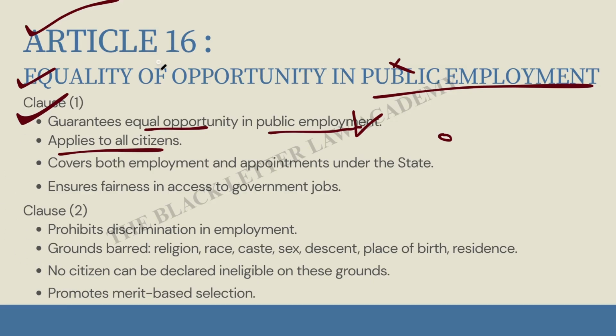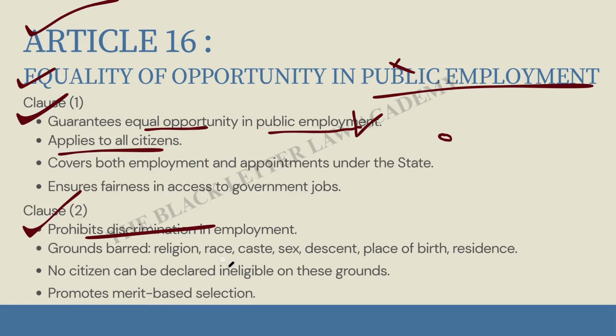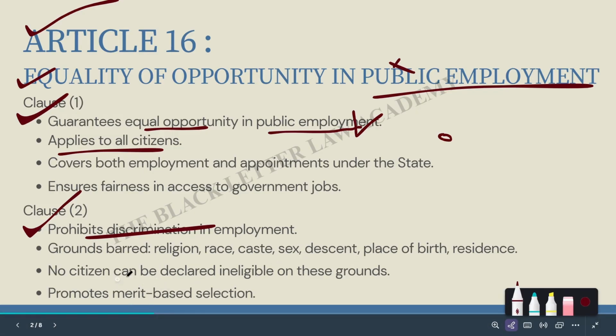The next one is Article 16 clause 2. Article 16 clause 2 clearly says that no discrimination is allowed in public employment. A person cannot be denied a government job only because of religion, race, caste, sex, descent. Whether a person is Hindu, Muslim, Christian or Sikh, religion cannot be a ground for rejection. Similarly, a person born in one state cannot be rejected merely because he or she is not from another state. So this is Article 16 clause 2. It promotes merit based selection.